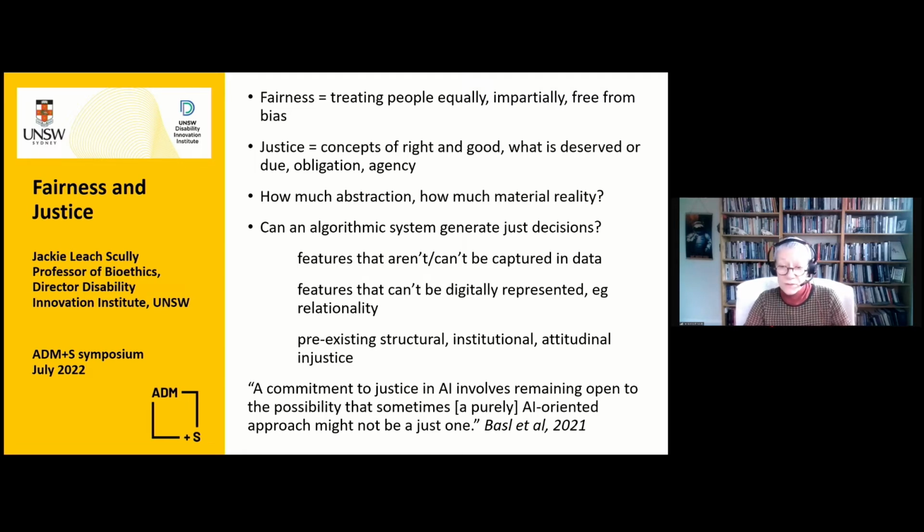There's a quote from Valadvala et al. saying, a commitment to justice in AI involves remaining open to the possibility that sometimes a purely AI-oriented approach might not be a just one. Now, I think everybody in this room will probably understand and buy into that one and take on board the limits of what the systems can do.